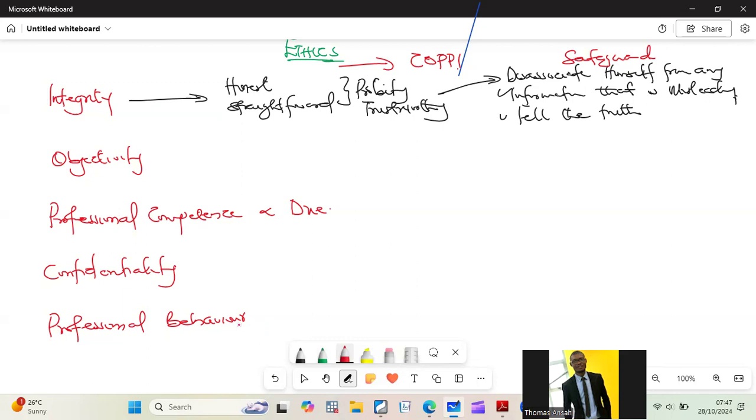All right. What does objectivity mean? Objectivity simply means that you are not biased. It means that you are not under any undue influence, so you are not unduly influenced. It also means that there is no form of conflict of interest.